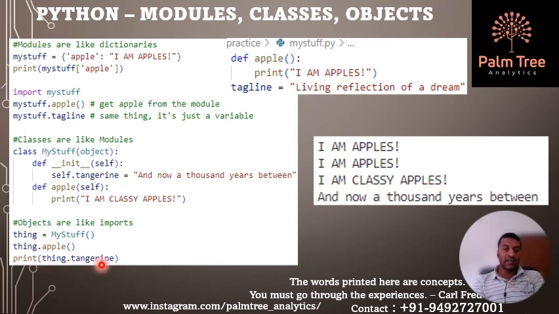And print thing.tangerine. In this there is one tangerine variable, and a string is kept for it. We can call thing.tangerine because this object is allowed to access these things, and that's why we are able to access whatever the class defines. So what we should understand from here is that modules are like dictionaries, classes are like modules, and an object is an instance of a class, like imports. Whatever we are doing with import here, the same thing is possible here. So it's a circle getting closed with all these operations in the concept of modules, classes and objects.